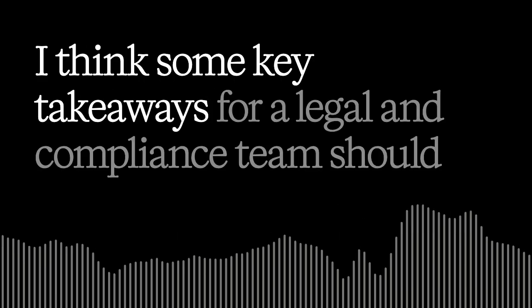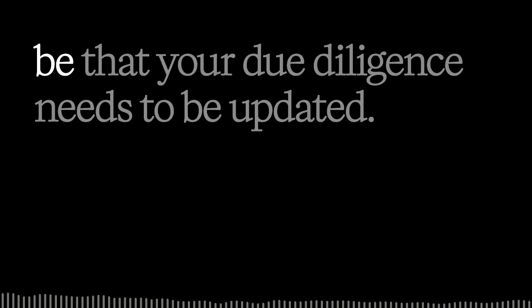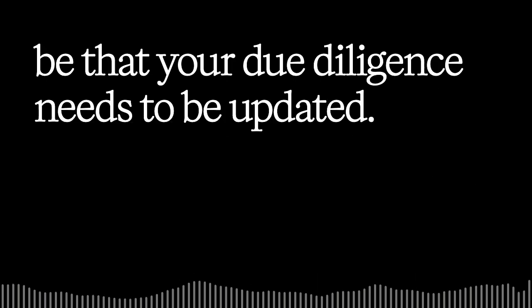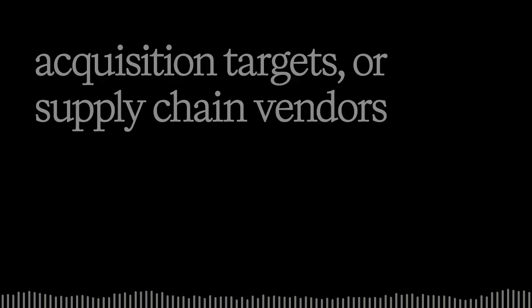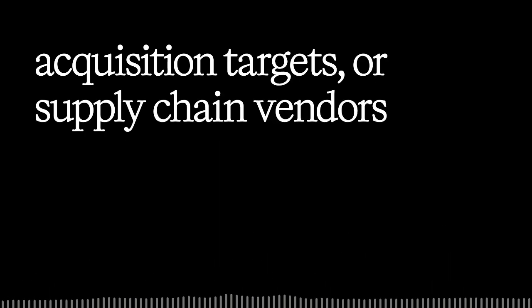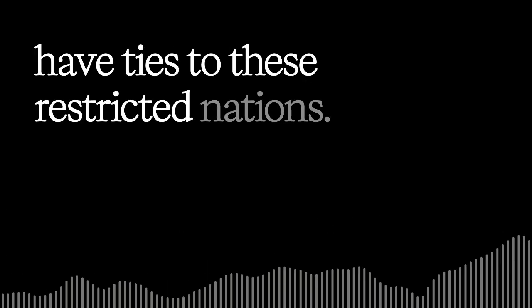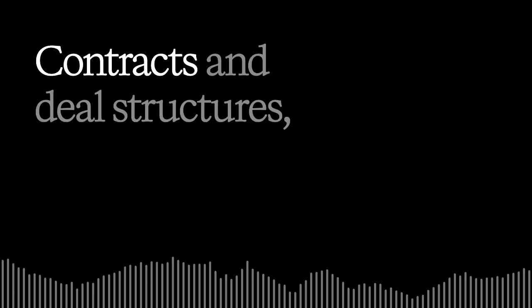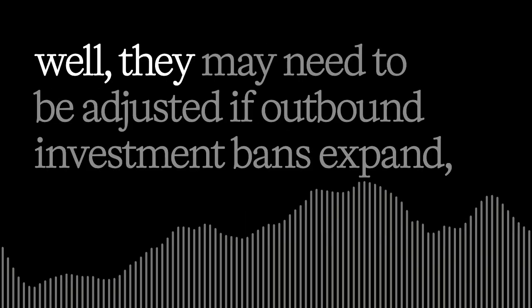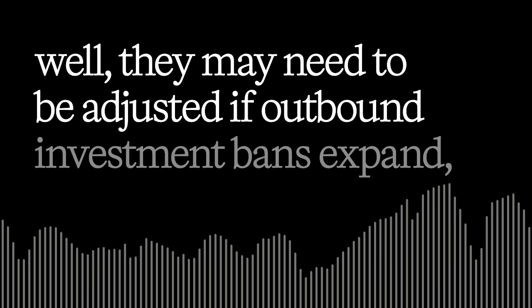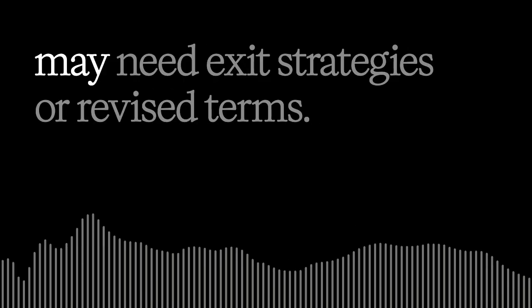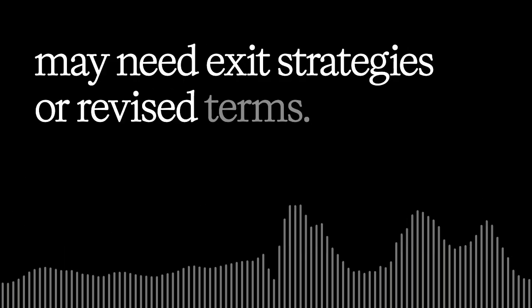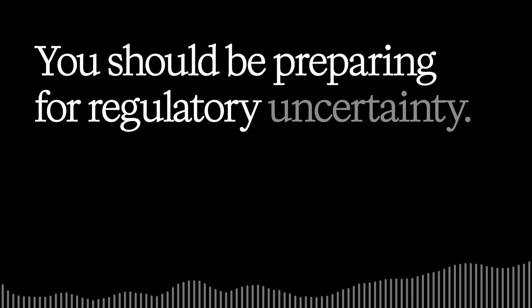I think some key takeaways for a legal and compliance team should be that your due diligence needs to be updated. You need to review whether your firm's investment partners, acquisition targets, or supply chain vendors have ties to these restricted nations. Contracts and deal structures, well, they may need to be adjusted. If outbound investment bans expand, partnership agreements with Chinese firms may need exit strategies or revised terms. You should be preparing for regulatory uncertainty.